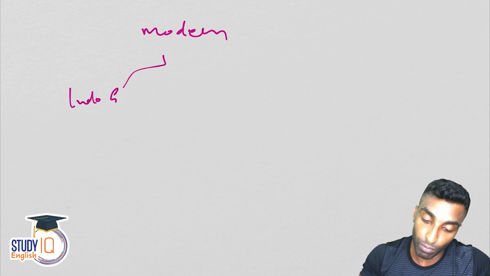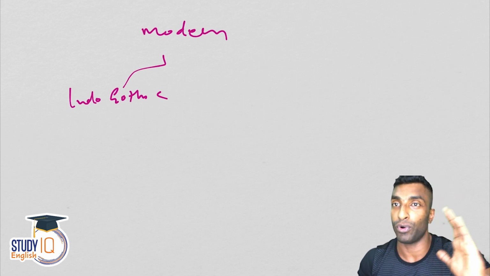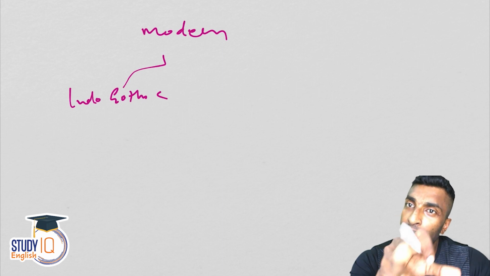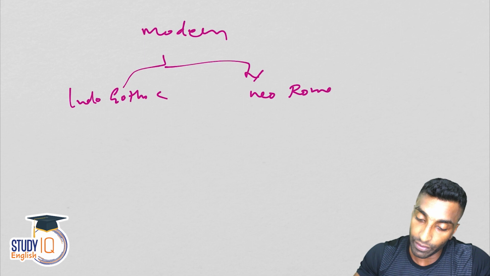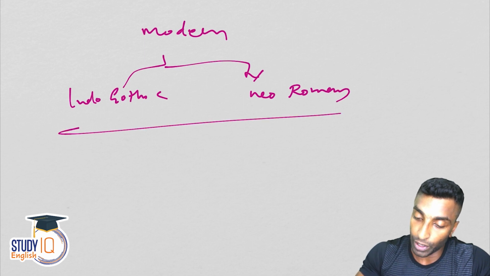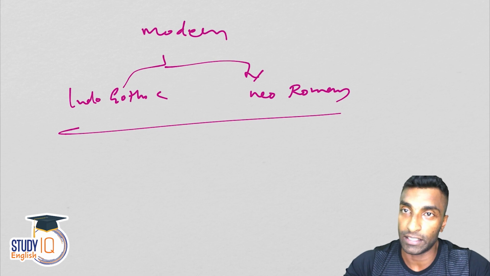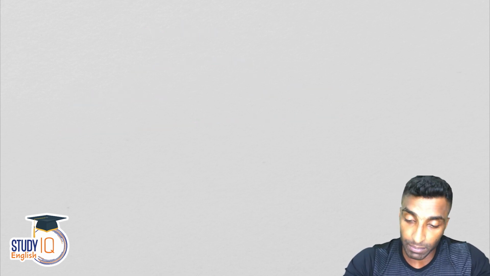When we discuss modern, first we will cover Indo-Gothic, that is before 1911. 1911, what is the speciality? The Delhi Durbar, and the capital was shifted to Delhi. Then post 1911, Neo-Roman. So this is what we are supposed to cover in the coming sessions. So guys, let's start our discussion here itself, since we have some time left.